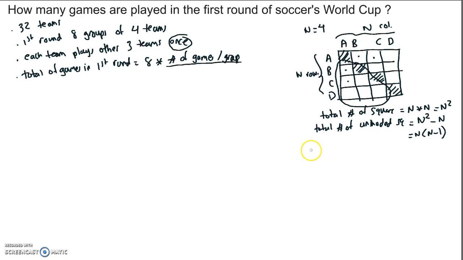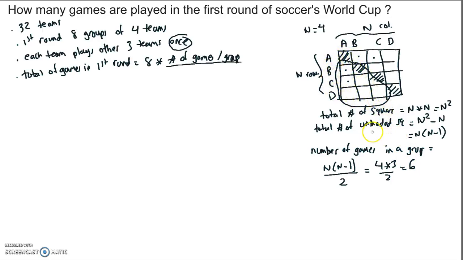And the answer is, the number of games in a group equals, we said the total number of unshaded squares is n times (n minus 1), which gives us the squares below the diagonal and the squares above the diagonal. We just need to divide that by 2. So that equals n times (n minus 1) divided by 2. Because n equals 4, that equals 4 times 3 divided by 2, which equals 6. So we have a total of 6 games per group.